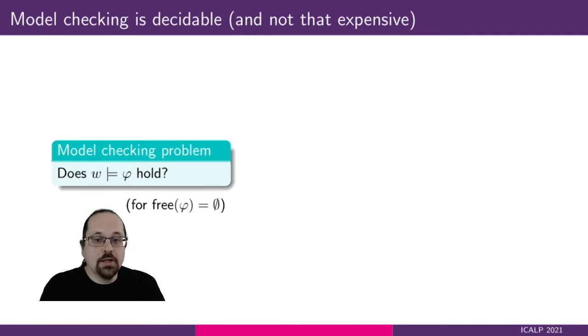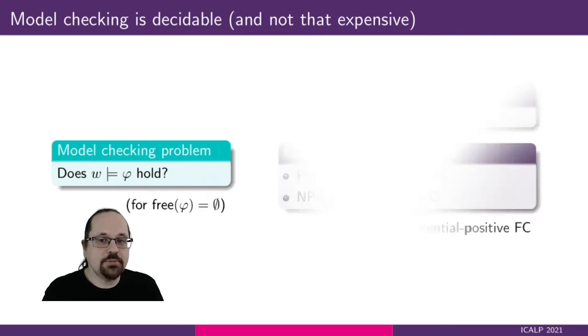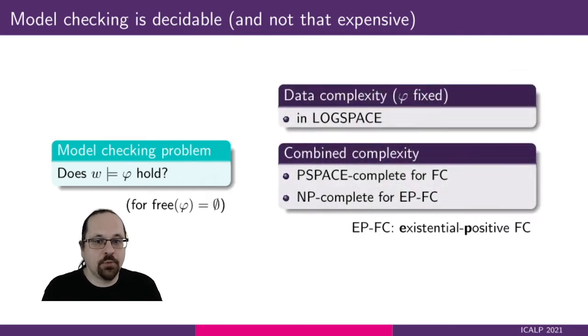That's the question. This also can be used for things like evaluation, where you have free variables and enumeration of the results and so on. But let's focus on the basic problem first here. And the results we have: the data complexity, where we fix the formula, is in log space. And in general, if the formula and the word are part of the input, the problem is PSPACE-complete, and it becomes NP-complete if we look at the existential positive fragment.